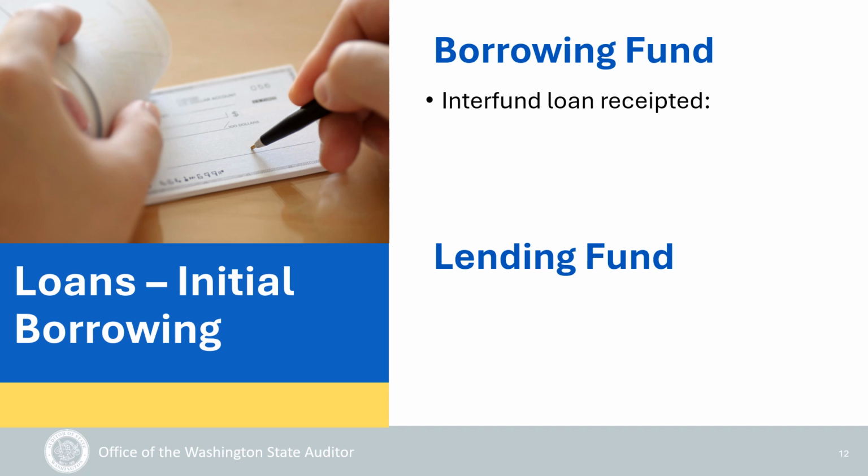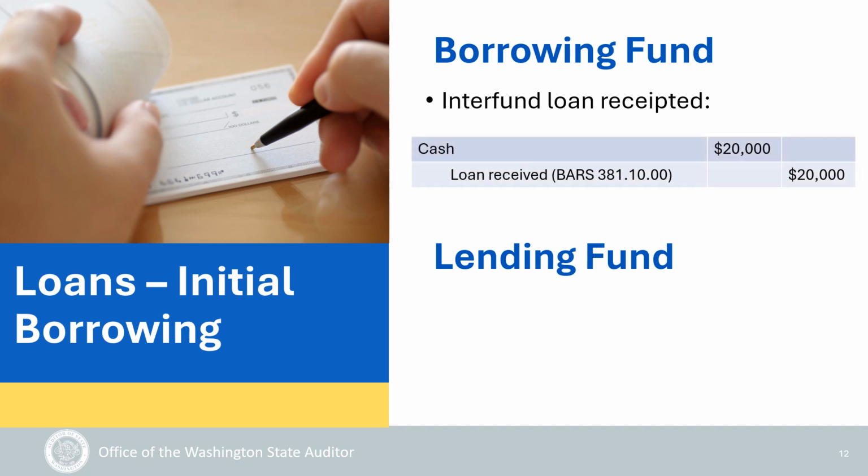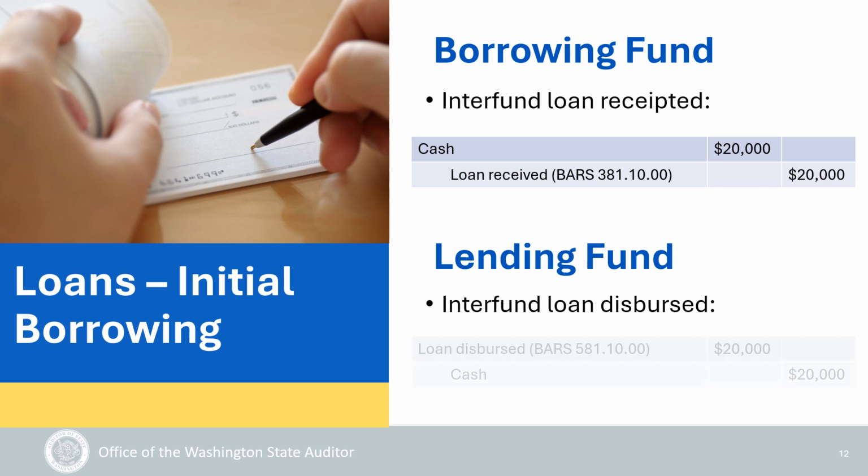The borrowing fund is the fund that receives cash. When they receive the interfund loan, they will increase cash and report an other increase to BARS 381.10. The lending fund has a decrease in cash when the loan is initiated because that's when they give the money to the other fund. They will report a decrease in cash and an other decrease to BARS 581.10.